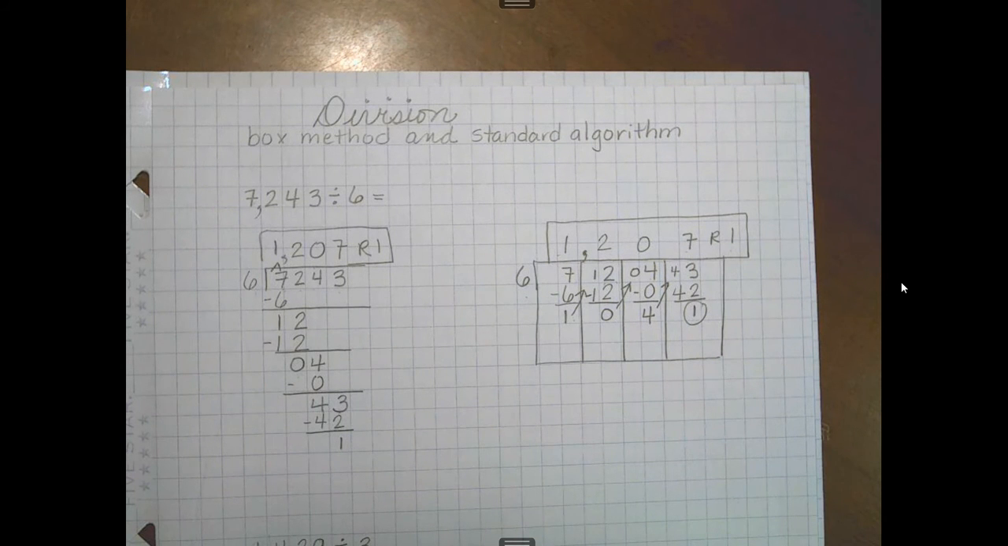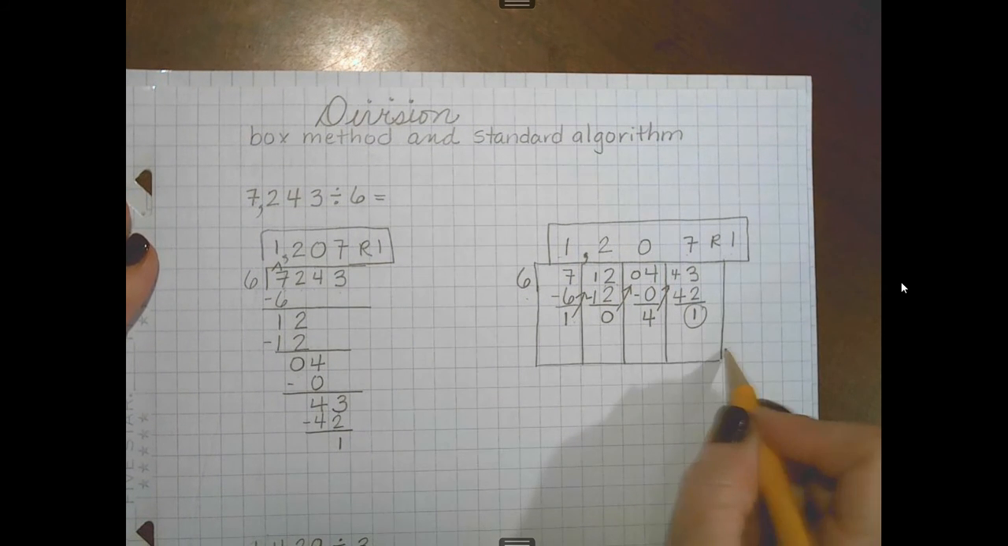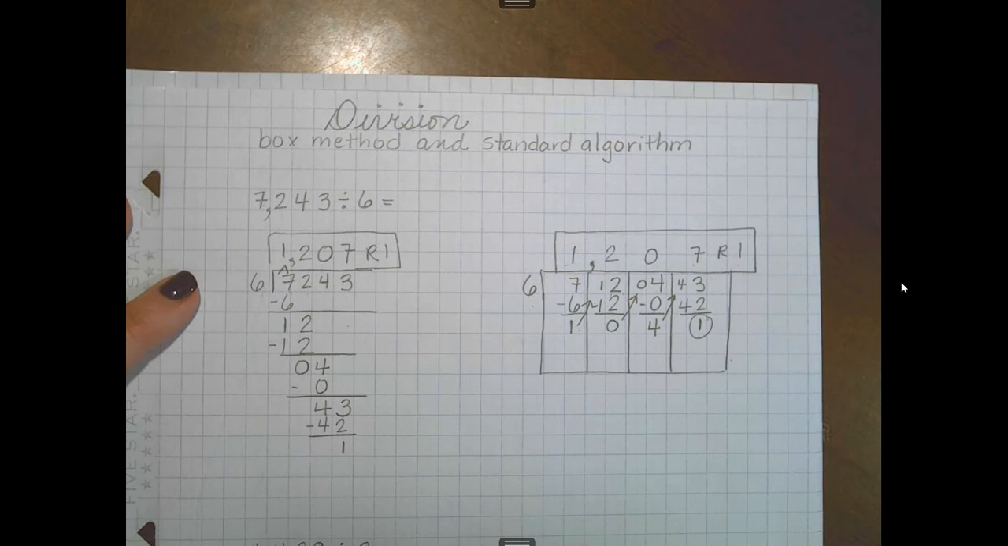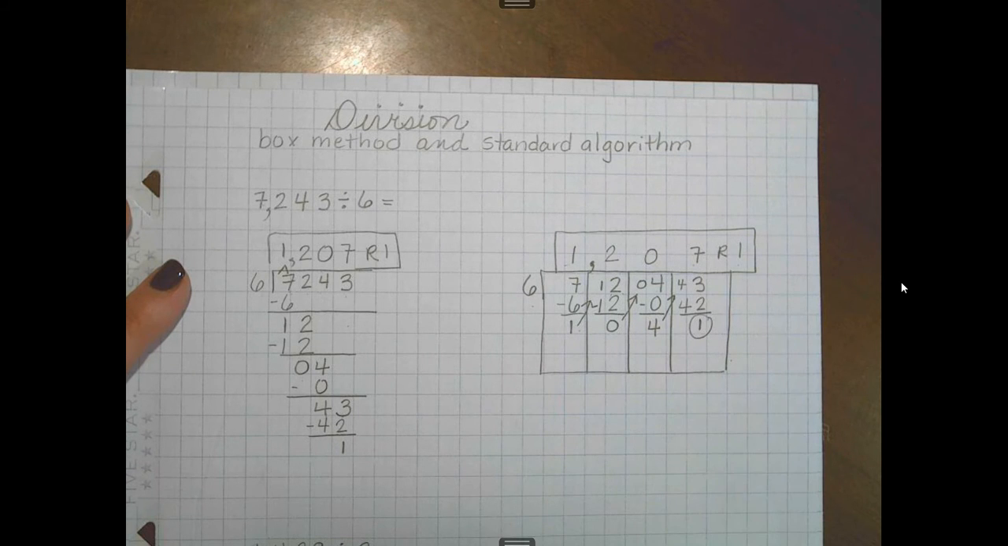I think a lot of people do better visually starting out with this and then moving into the standard algorithm. I would like us to be working towards the standard algorithm and getting away from these boxes. But whatever your method is, until you get proficient, just for a review handout, I'll take either method. All right, let's do one more.